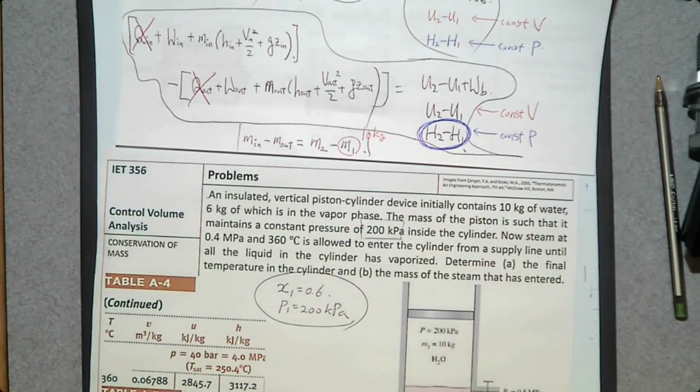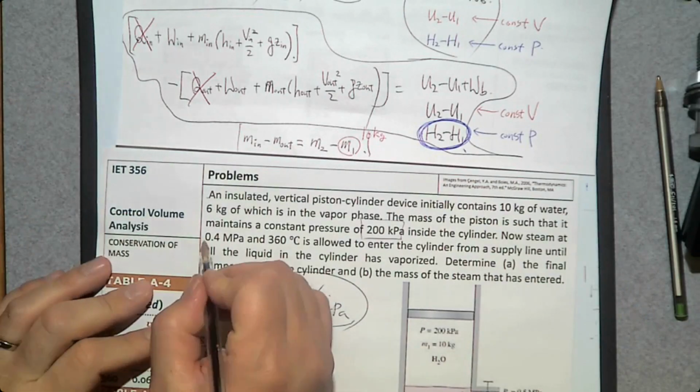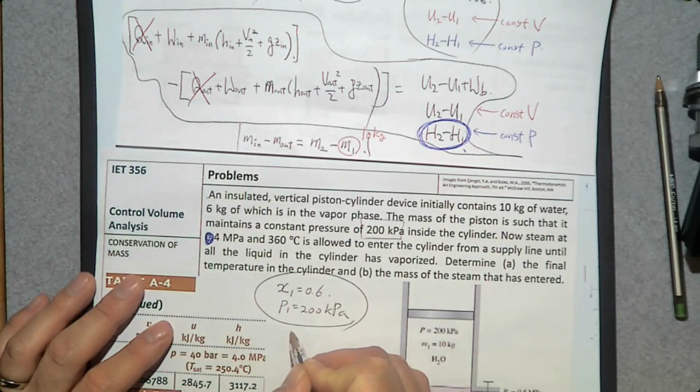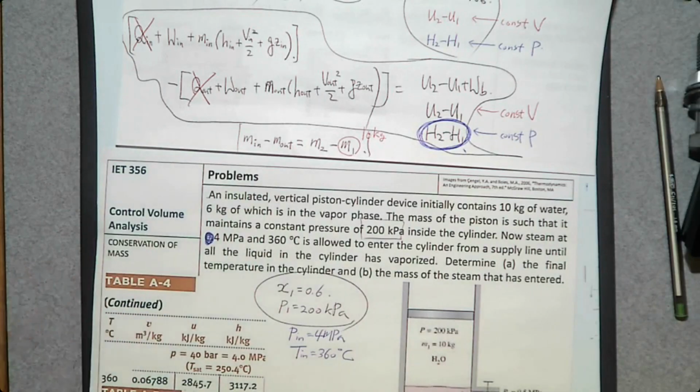Now steam at 0.4, it's a typo, it's just 4, not 0.4. 4 megapascal and 360 degrees Celsius is allowed to enter the cylinder from a supply line. So that is the inlet. If you make a property diagram, you will know this is superheated vapor. Since we did it many times, I won't do that. So at the inlet, P in is 4 megapascal, and T in is 360 degrees Celsius.